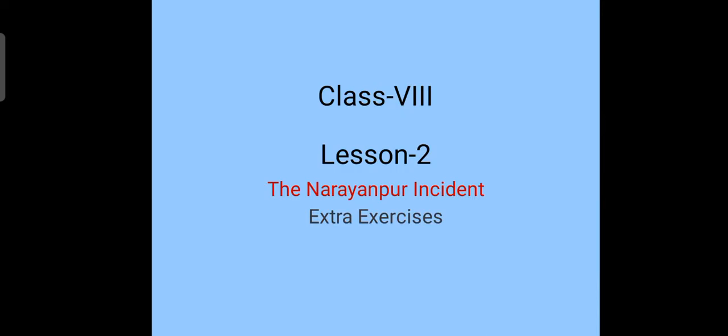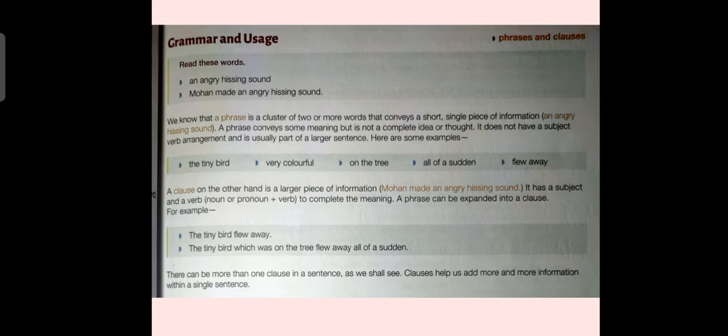Today, we are going to do the extra exercises of lesson number 2, the Narayanpur incident. Grammar and usage. Read these words: an angry hissing sound. Mohan made an angry hissing sound.